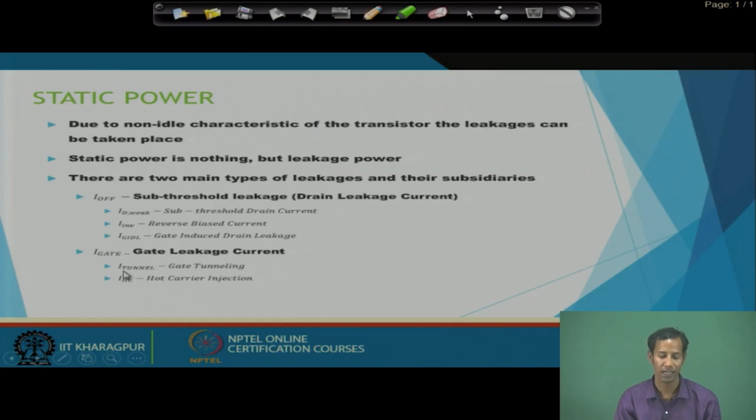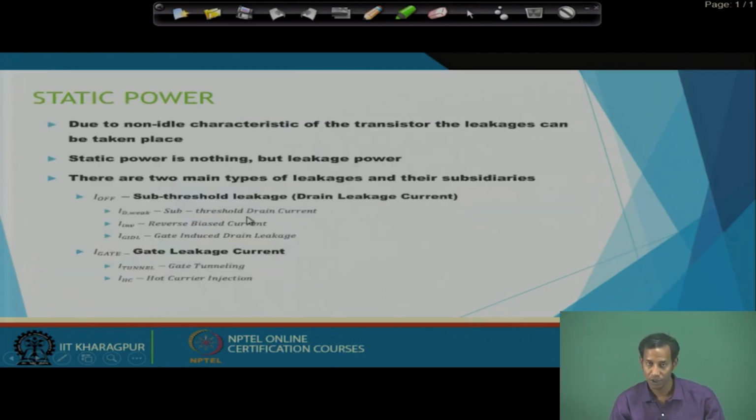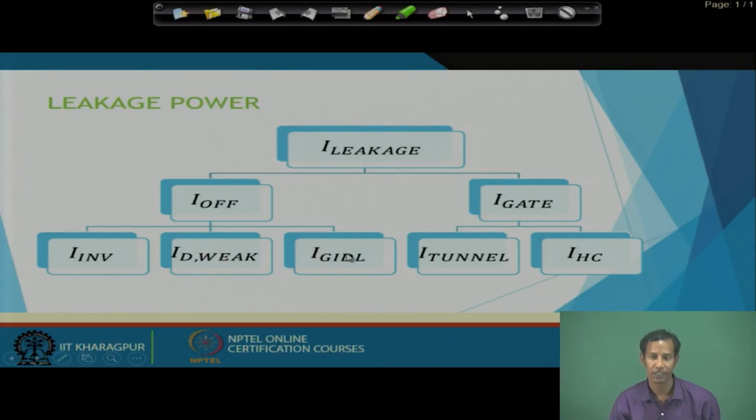The other power consumption is the gate leakage current, which happens because of I tunnel, which is nothing but the gate tunneling, and IHC, which is hot carrier injection. All these are because of the properties of the CMOS device we have chosen for VLSI circuit design. If I make the chart, then I leakage has I off plus I gate. I off is the summation of the contributions from I invert, the reverse bias current, I d weak, the subthreshold drain current, and I g I d l, the gate induced drain leakage current.